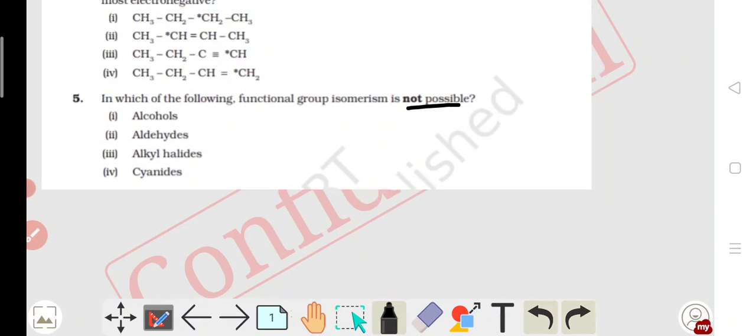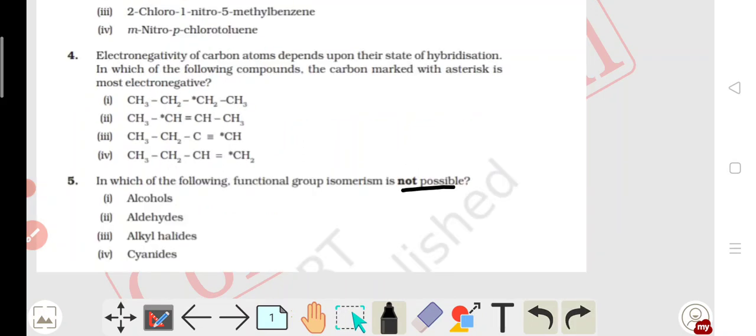Cyanide, nitrile also converted, but here alkyl halide. Here if any part of the organic chain we put, that is termed as an alkyl group, it shows position isomerism but not functional isomerism. So my correct option is third. Then comes to question number 6.